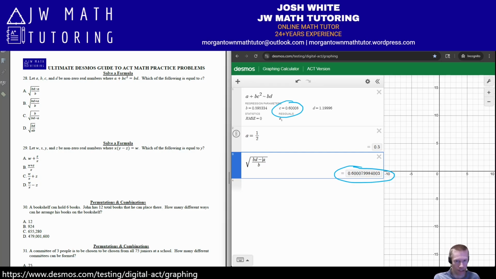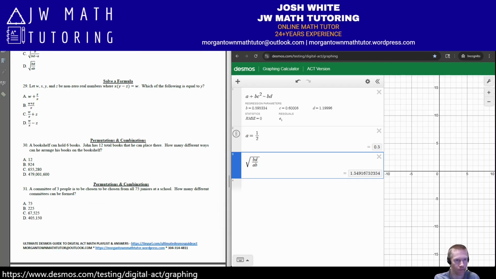Let's go through and check the others to make sure. B does not match. That is wrong. Let's check C. C does not match. That's wrong. And D does not match. That's wrong. So the correct answer is answer choice A, and that is how you can quickly and easily solve any formula for a specific letter in Desmos.